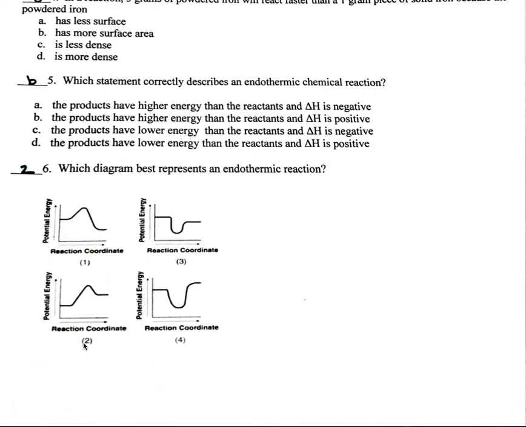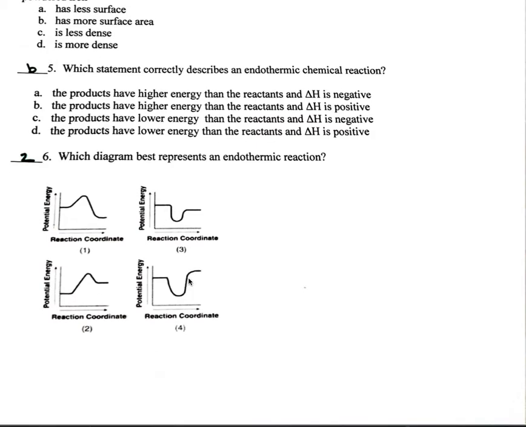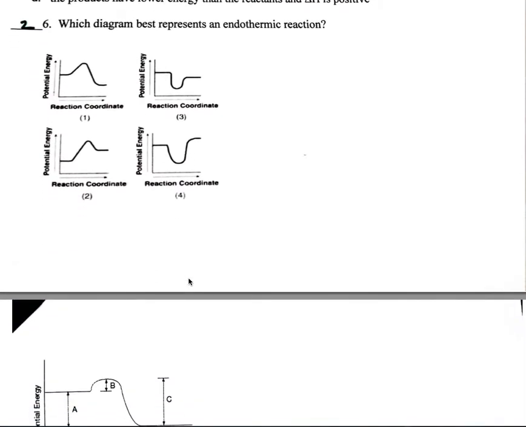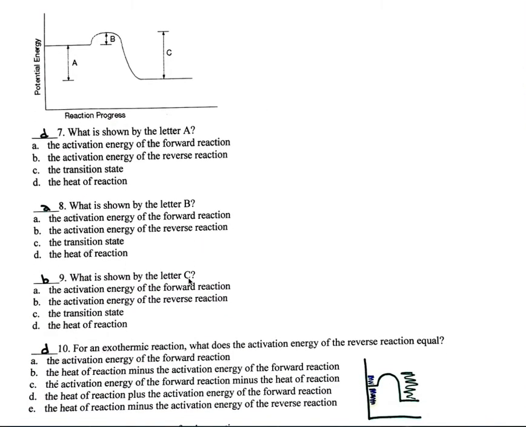For 6, guys, I just answered that question. That's 2. 2 is endothermic. 1 would be exothermic. These, I have no idea what they are. They just threw them in there, so don't get tricked by that. These are 2 graphs. These are bogus. They don't exist. Those would not be reactions.